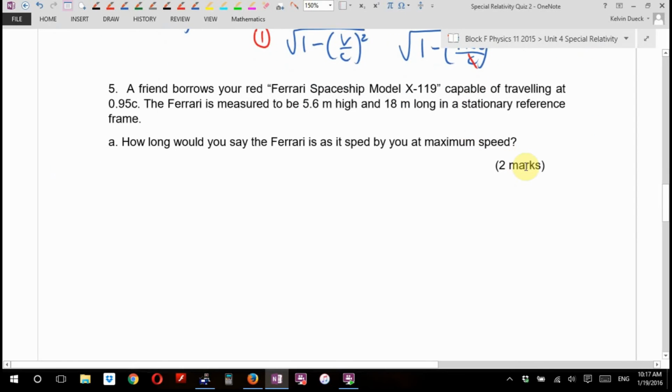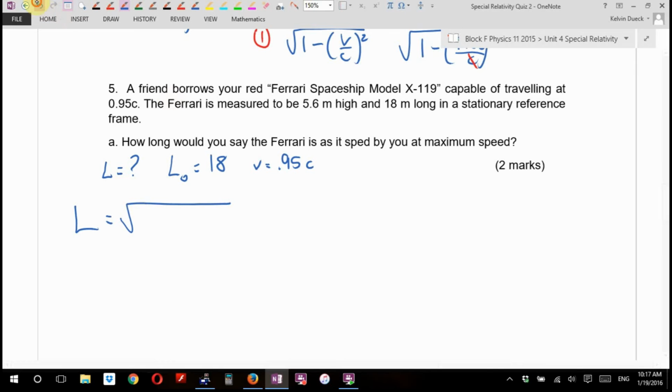A friend borrows your red Ferrari spaceship model X119. Yes, I took this right from the homework. Capable of traveling 95% the speed of light. The Ferrari is measured to be that high and that long. How long would you say the Ferrari was? I think this is asking me to find L, and I think L0 is going to be 18 because the length contraction occurs in the same direction as travel. V is going to be 95% of the speed of light.